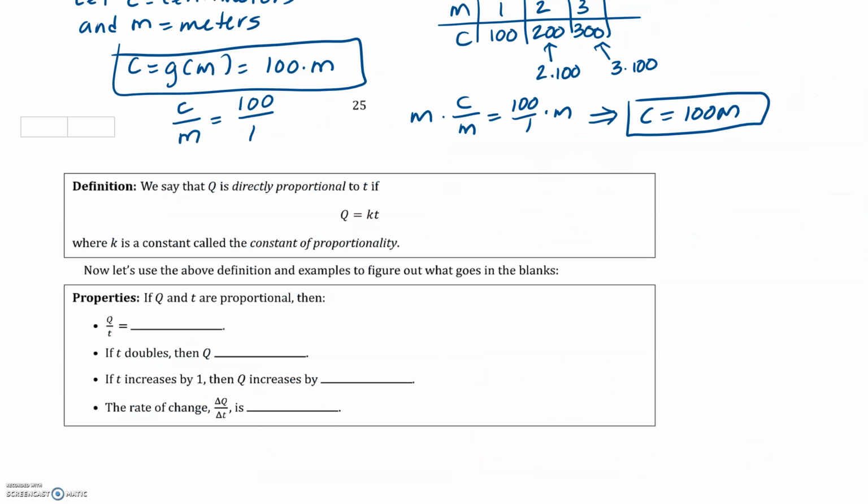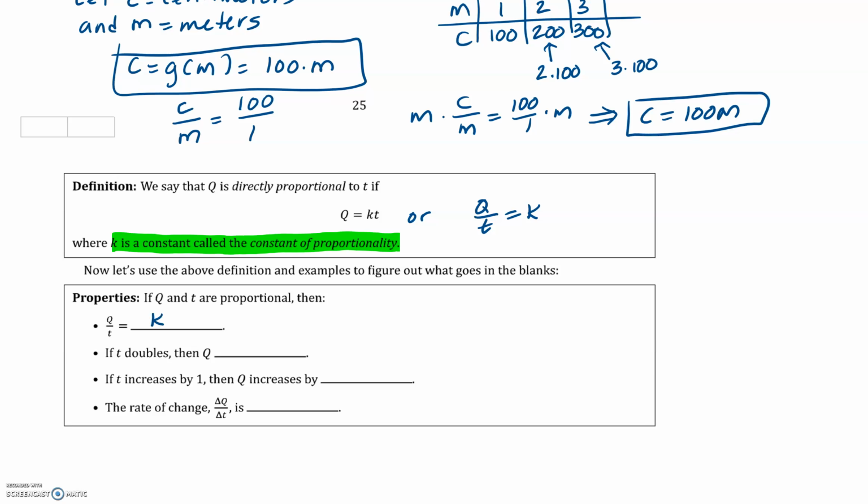So here's the definition. We say that Q is directly proportional to T if Q equals K times T, and K is a constant. So notice in this case, the constant would be 100. Or you could write it like this: Q over T is equal to some K. Again, K is called the constant of proportionality. So that's why this first line is a K there.